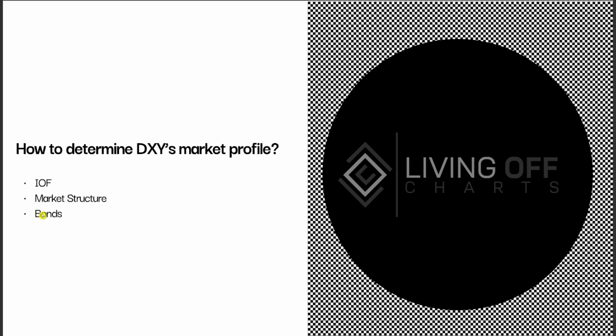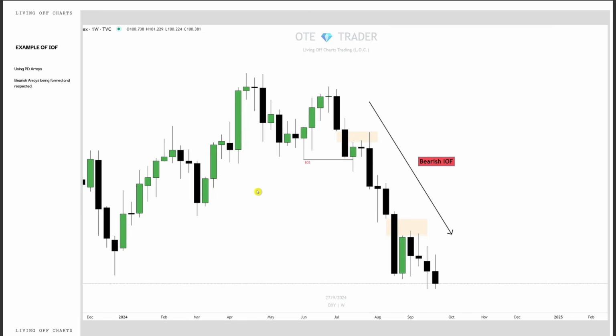And next up, this is a confluence tool. This is the bonds. This will be used to validate our bias on DXY and if we should stay patient and sit on our hands before it moves, or we already have a clear bias and bonds will just validate our direction here. Okay, so let's look at examples of institutional order flow.